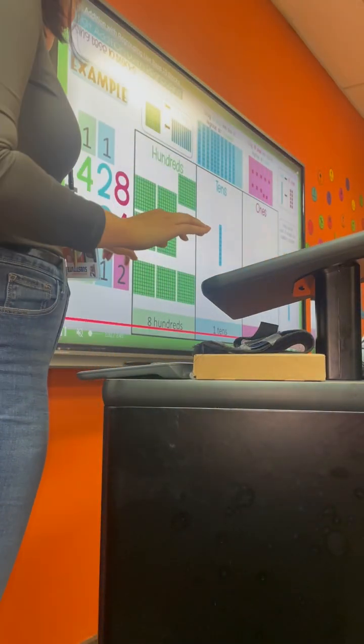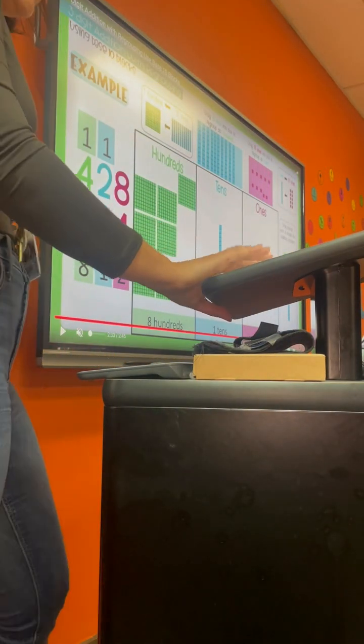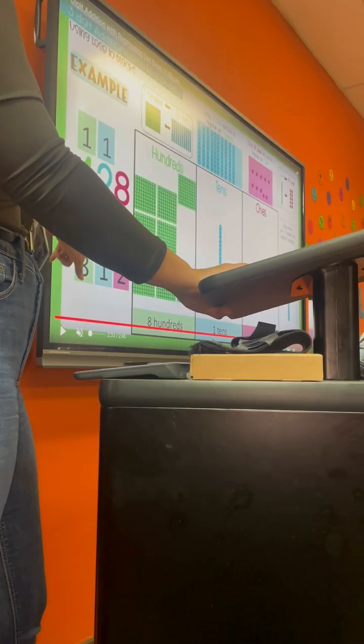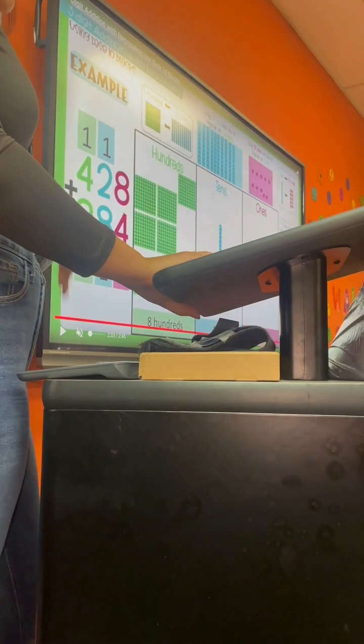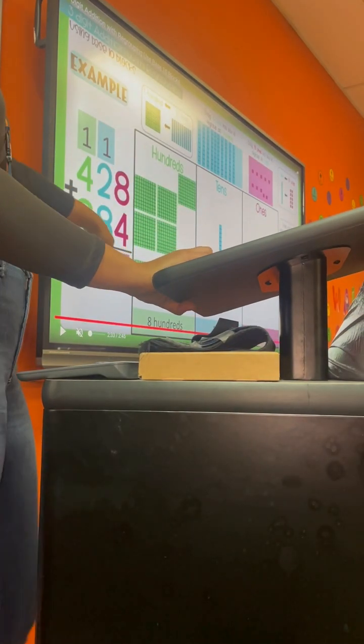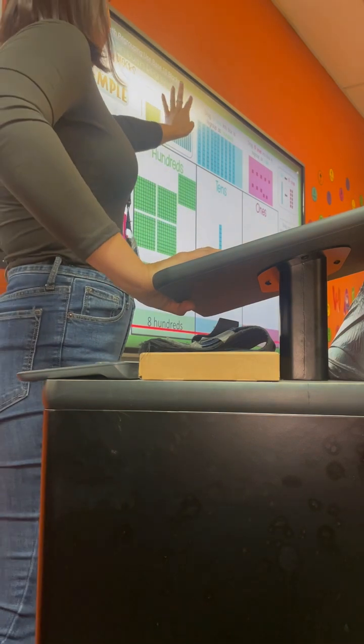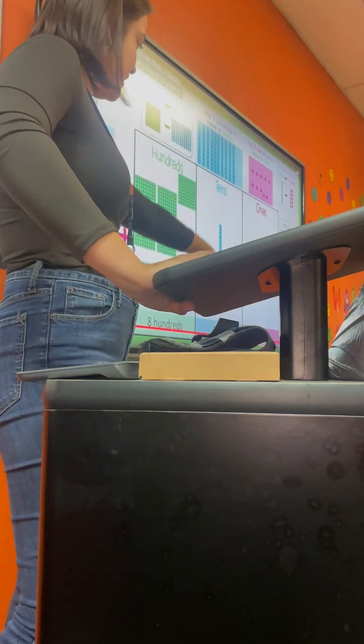All right, so that means 1 plus 4 plus 3 equals 8. So our total shows 812 to match the blocks here that show 812.